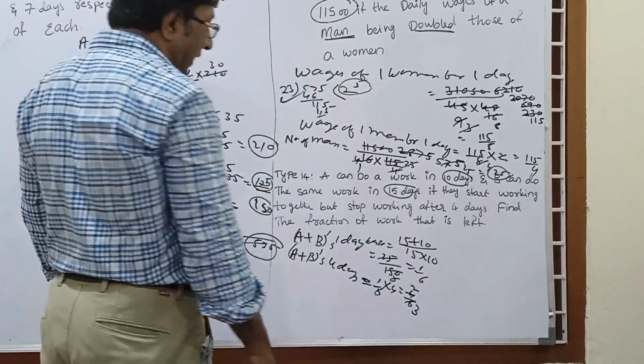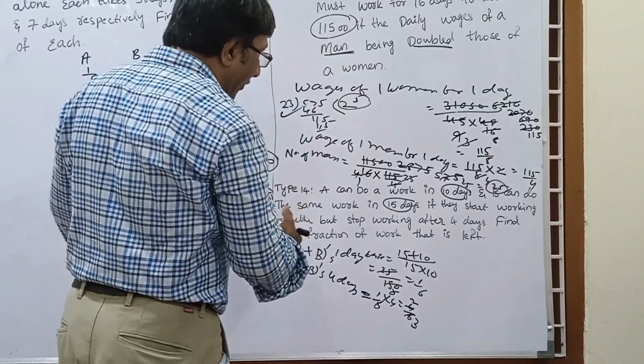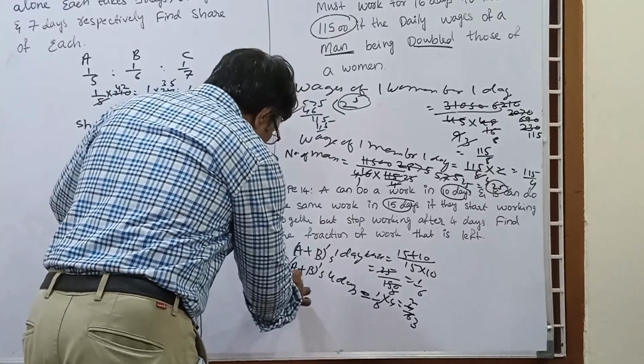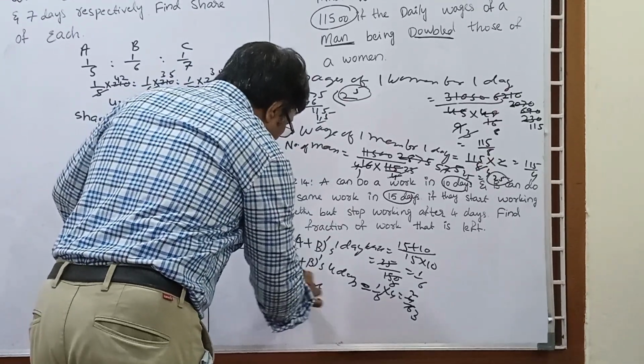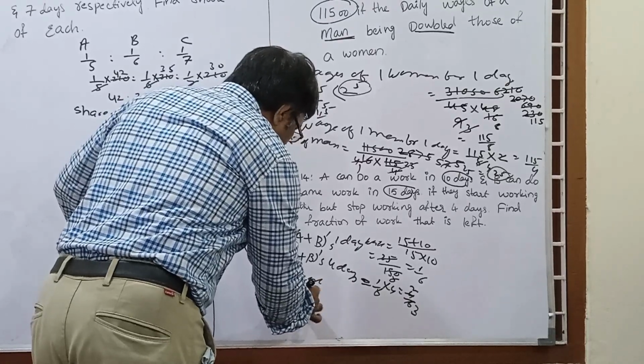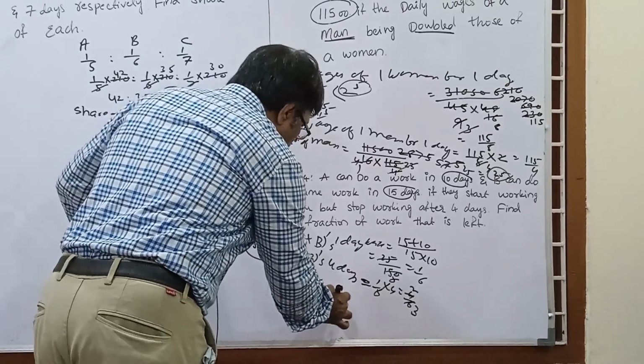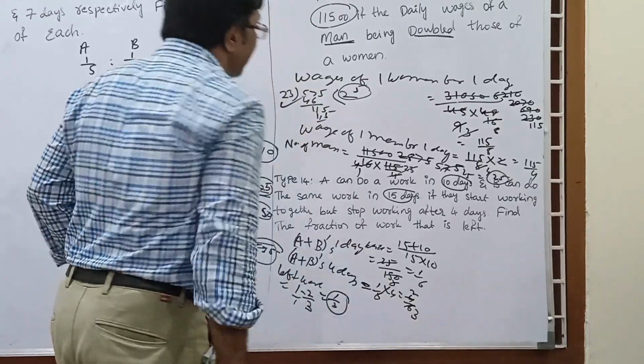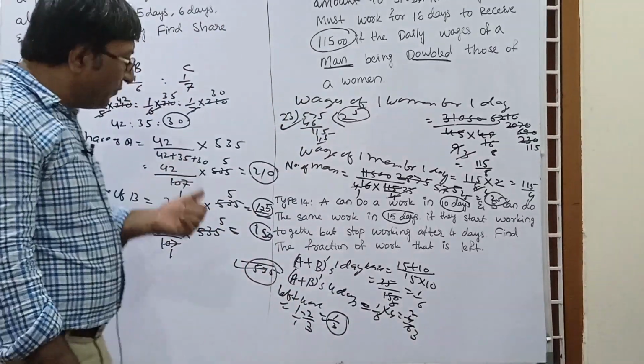Now we have to find the fraction of work that is left. So left work equals 1 minus 2 by 3. So this is 3 minus 2, 1 by 3 is the right answer. So this is a very simple question.